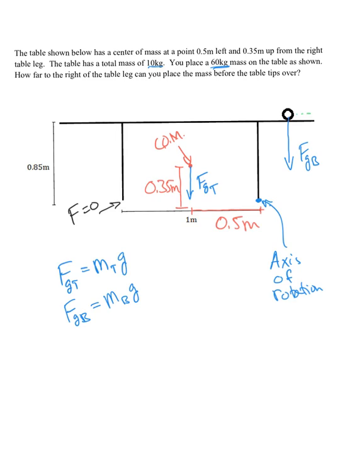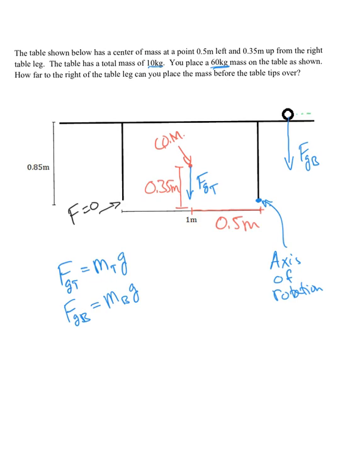So now that we have all of our forces written out, what we really are interested in is finding the point where the torque due to the force of gravity on the table is exactly the same as the torque due to the force of gravity on the ball. And at that moment, the table will be at the verge of tipping over, but not quite tipping over. And then if we push the ball beyond that point, the table will tip over, right?